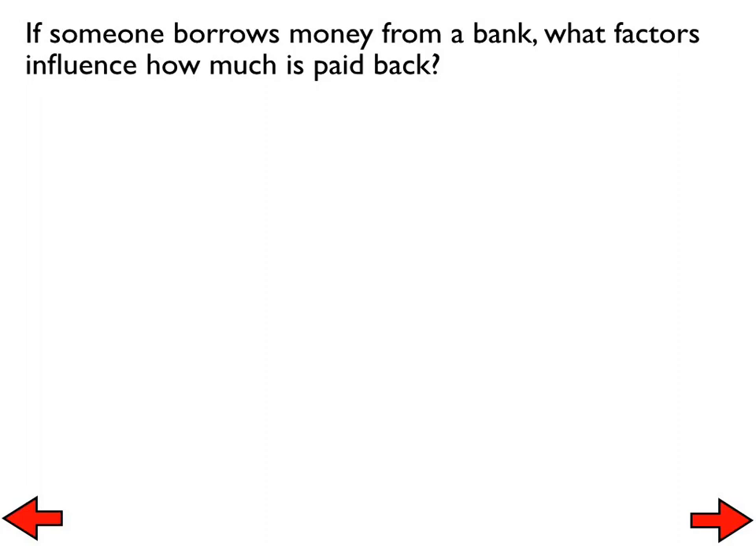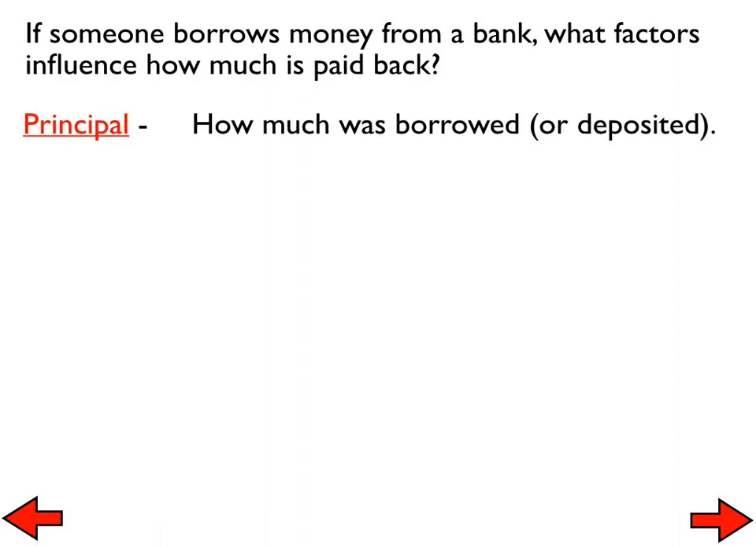So for example, let's say you borrow $20,000 to buy a car. You're going to have to pay back to the bank more than $20,000. They're going to charge you money for letting you borrow the $20,000 to buy the car. It's based on how long the loan is, and it's based on whatever percent interest it is that you have to pay. So, first of all, the principal.